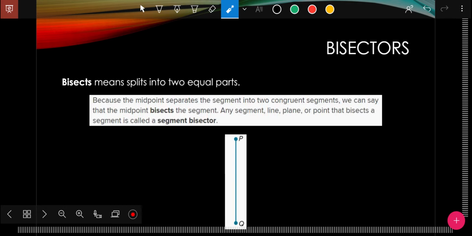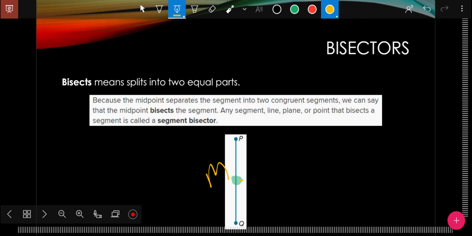From the book, it says because the midpoint separates the segment into two congruent segments, we can say that the midpoint bisects the segment. Also, any segment, line, plane, or point that bisects a segment is called a segment bisector. So I'm going to throw a point down here on the segment. That point, I'll go ahead and name M. And so that's the midpoint. It bisects the segment. It splits it into two equal parts.